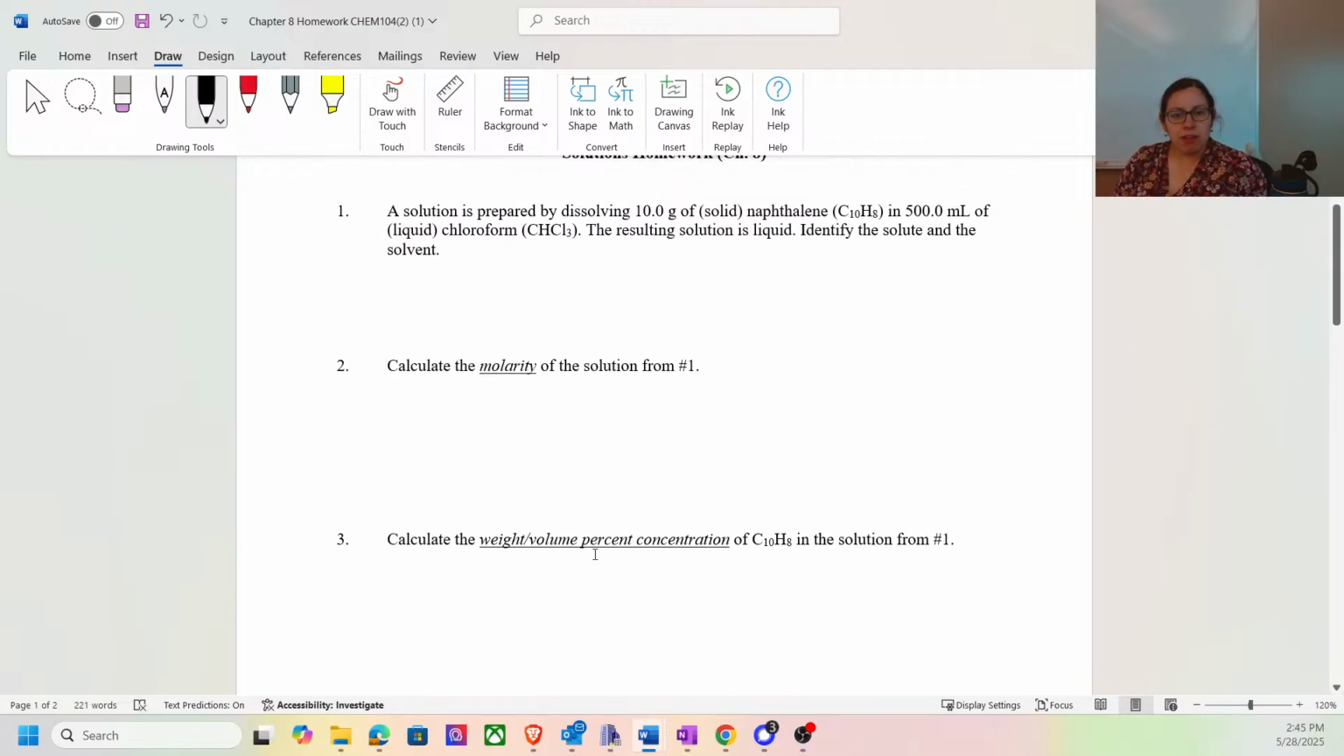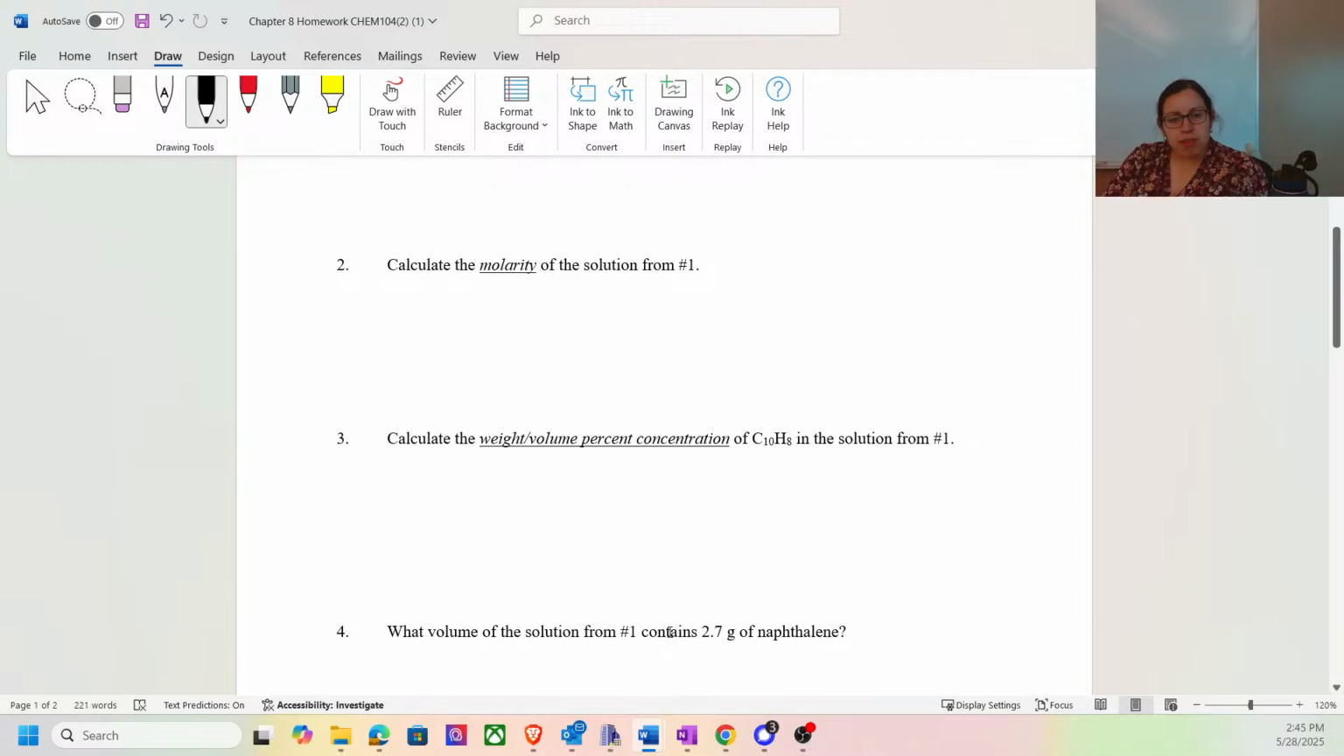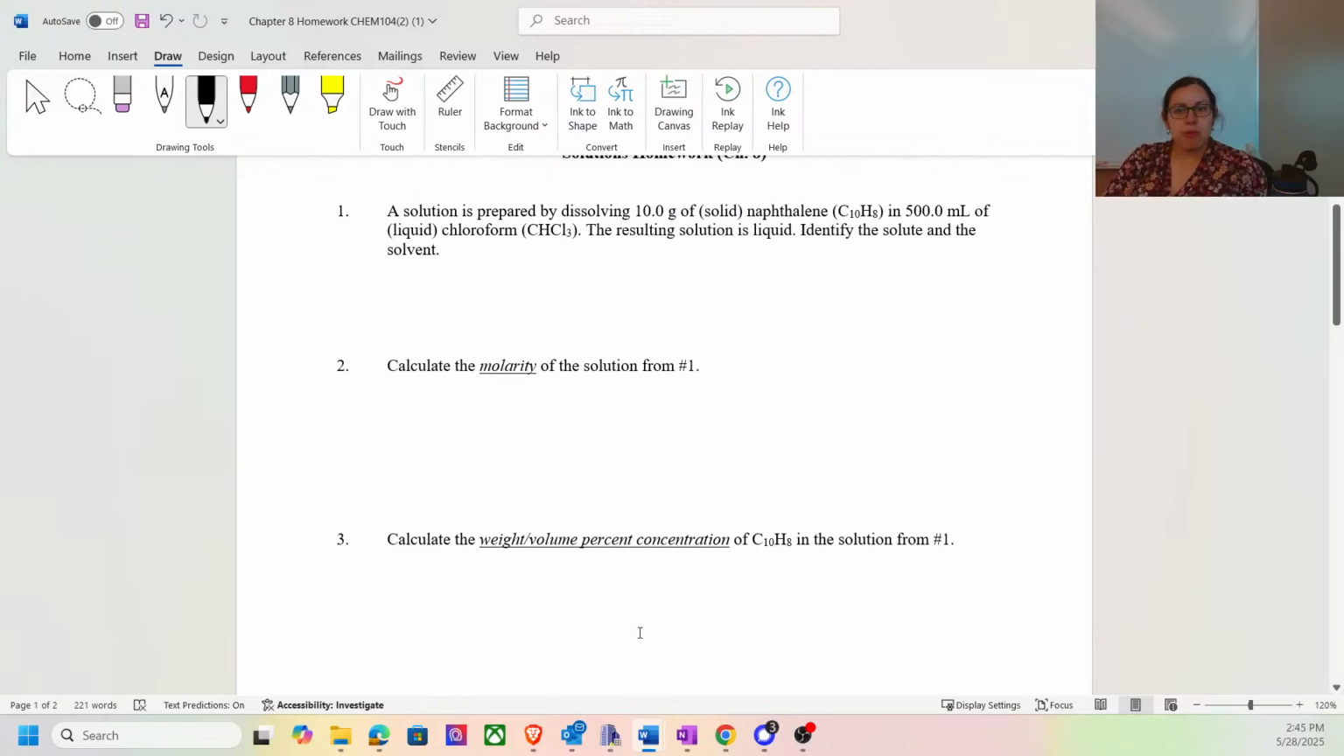So how would you calculate molarity? How would you calculate weight volume percentage? What would be the easiest way to get number 4? So I'll let you try that for a few minutes.